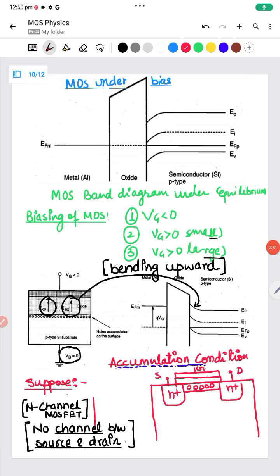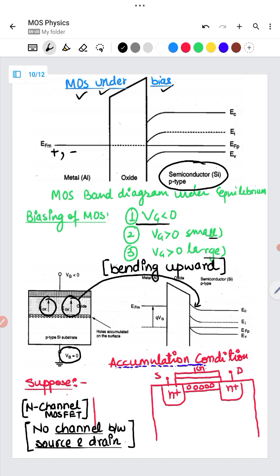In this lecture, we are going to understand the MOS under biasing condition. When we say MOS under bias, we have two choices. Either metal could be positive or metal could be negative. When it is a p-type semiconductor, we have three different cases.